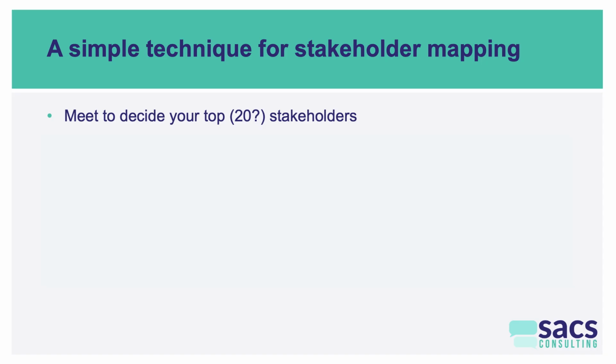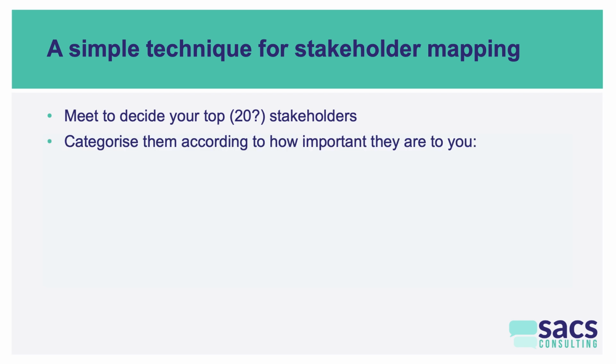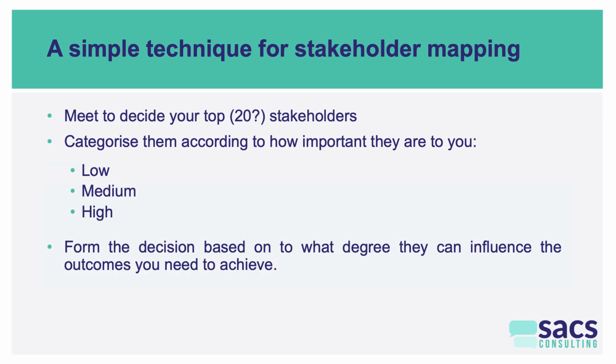You get together and you identify your top stakeholders. So we said theoretically 20. Categorize them according to how important they are to you: low, medium, and high. Now, you form the decision based on to what degree they can influence the outcomes that you need to achieve. A high important stakeholder is somebody who is really critical to us achieving whatever it is that we need to achieve. A low important stakeholder, yeah, we shouldn't ignore them, but they really don't have that much direct influence.